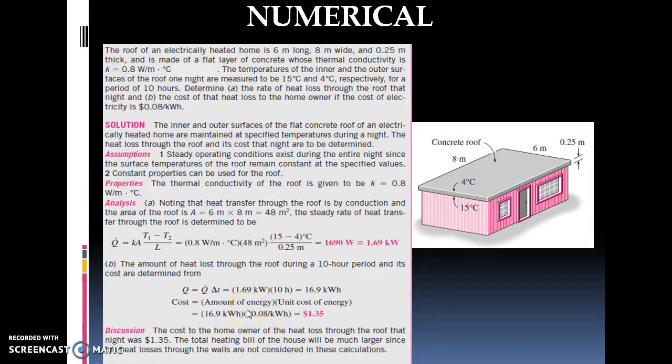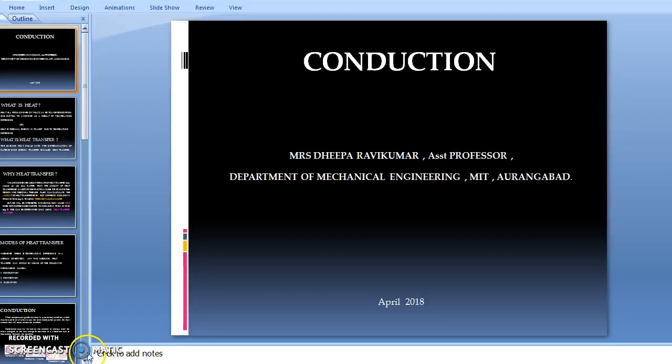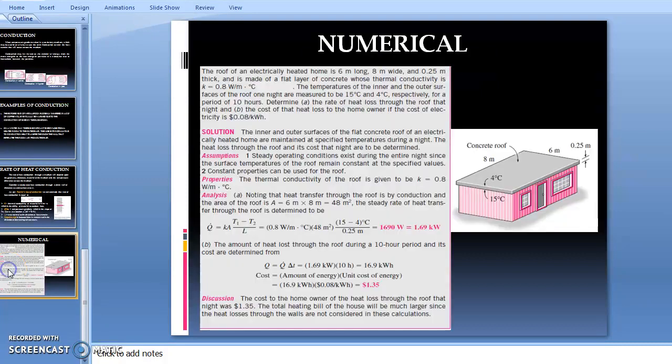Now we have to calculate the loss for the homeowner because of this heat loss. So 1.69 kilowatt is the rate of heat conduction. For a 10 hour period, the amount of heat loss is 1.69 into 10, that is 16.9 kilowatt hour, and the cost is 0.08 per kilowatt hour, so for 16.9 kilowatt hour it is $1.35.